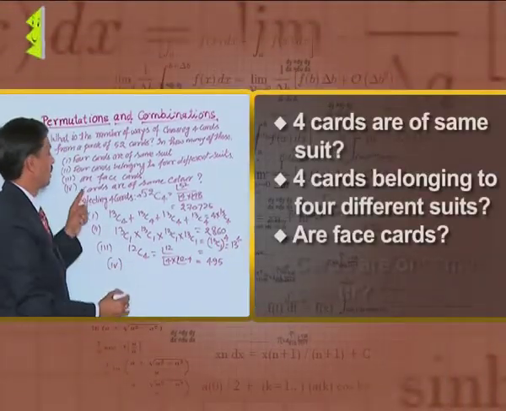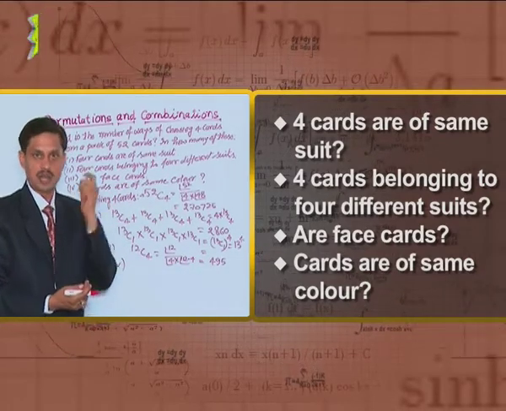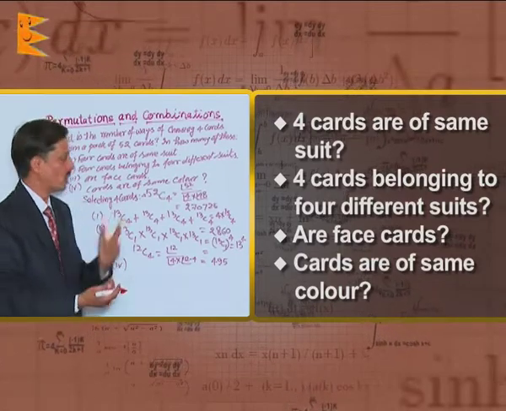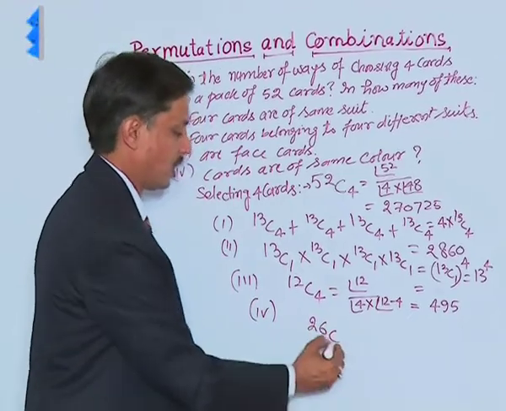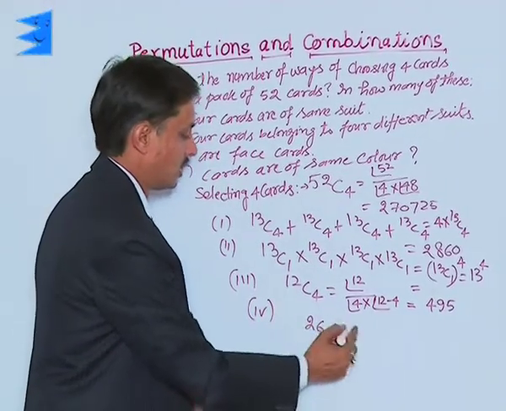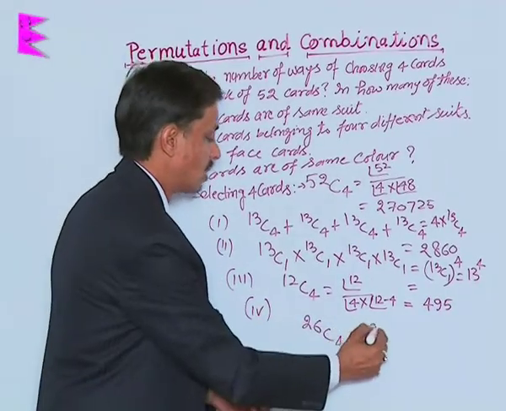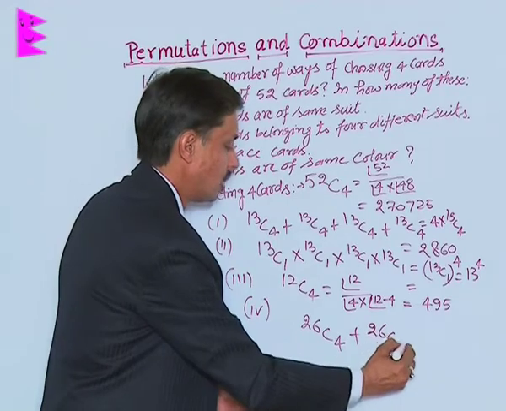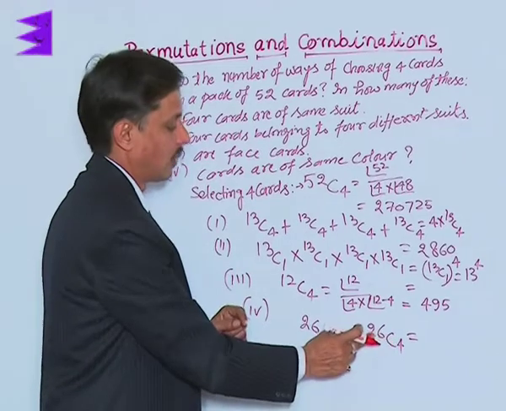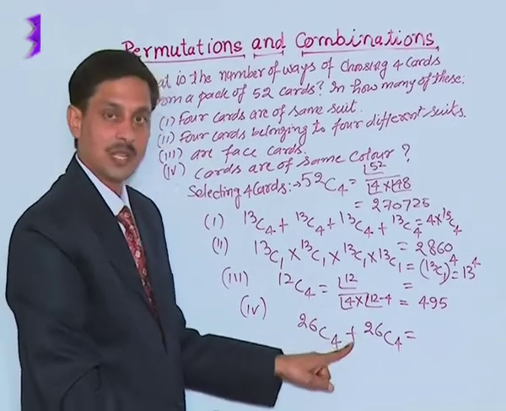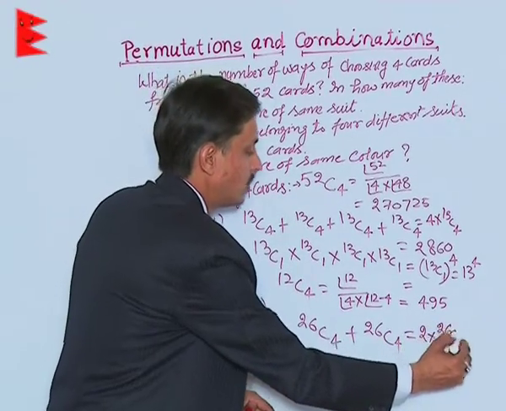Fourth one, that is cards are of the same color. That means either the cards are red or the cards are black. So 26 are the cards red, 26C4. Either the cards are red or the cards are black. Either 4 cards are from the black color or 4 cards are from the red color. Either or, that's why I am using plus here. Answer is 2 into 26C4.